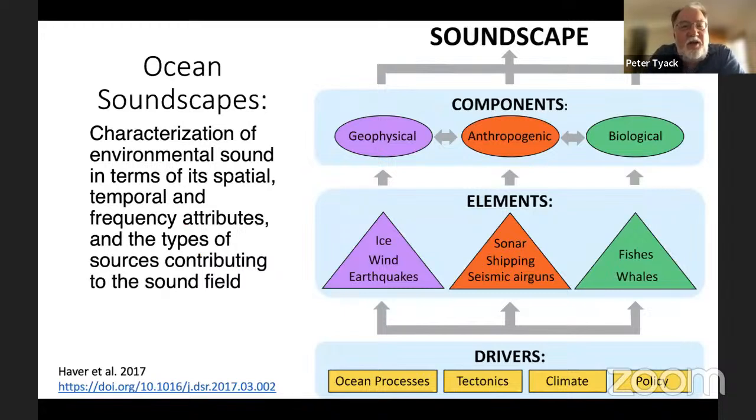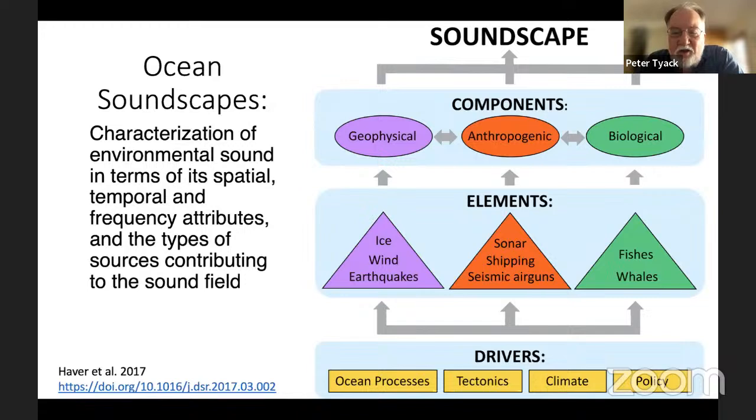Again, though, in order to interpret what these changes mean, it's absolutely essential to sort out what the sources of those noise were. And the word ocean soundscape, or soundscape, means the characterization of environmental sounds in terms of the spatial, temporal, and frequency attributes, and using that information to infer the different types of sources that contribute to the sound field. So to understand a soundscape, we need to be able to attribute the reasons that the levels are what they are in certain places and times within different frequency bands.